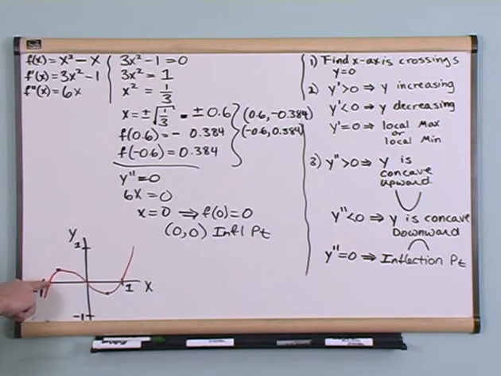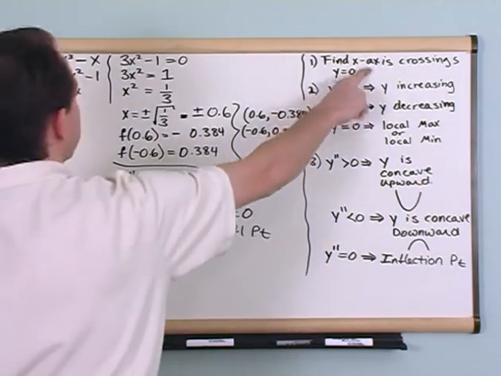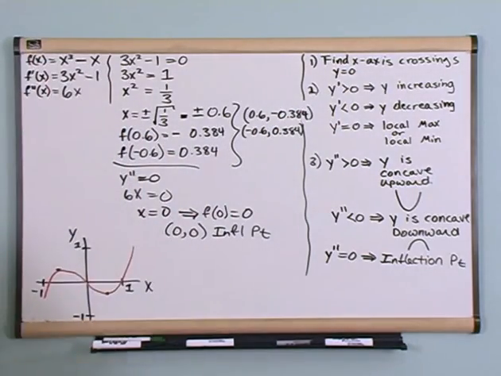Now, to get accurate values of where the curve crosses the x-axis, you could set your function equal to 0, and you could solve for those. I'm not going to do that here in this problem, but you could do so.